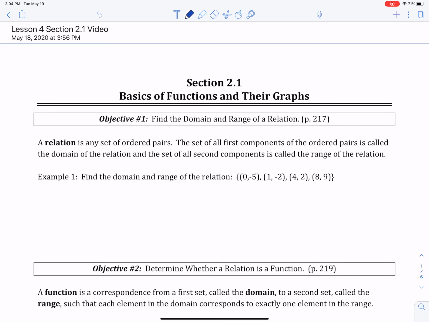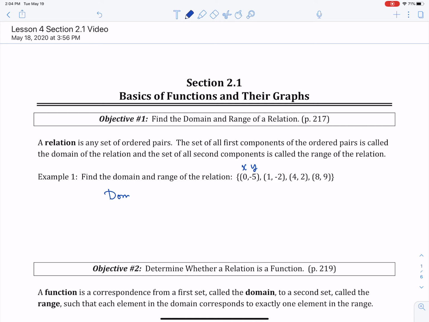In this lesson, we're going to be talking about basics of functions and their graphs. The first objective is find the domain and the range of a relationship. Now, a relationship is going to be for every x, there is a y value that corresponds to it. Not all relationships are functions. However, the domain of the relationship is going to be the value of the x.